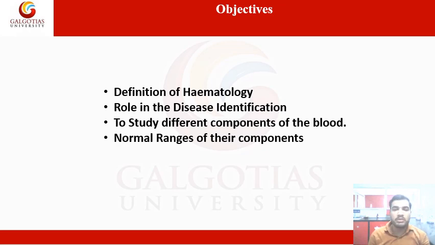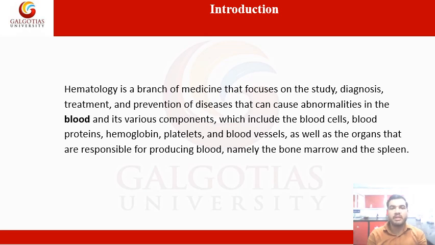We are also going to study the normal ranges. Means what is the exact criteria, till which range a specific cellular component can be considered to have a normal value, and beyond which range we say that these values are abnormal. Now, a brief study of the introduction of hematology.